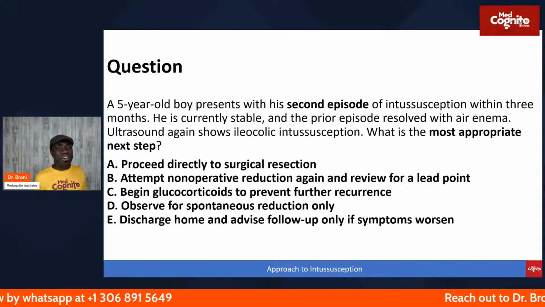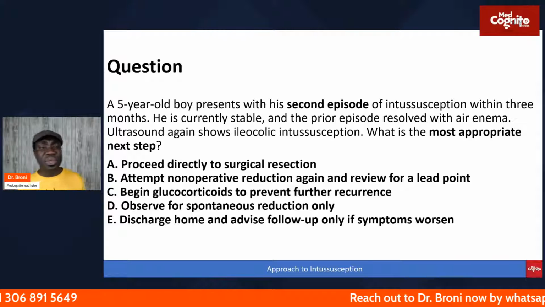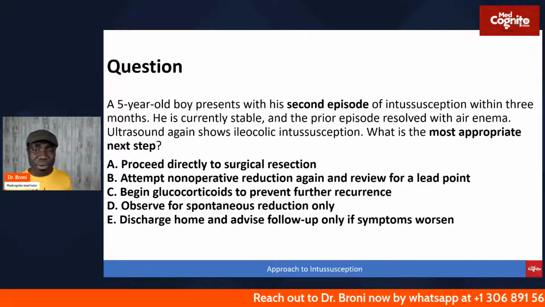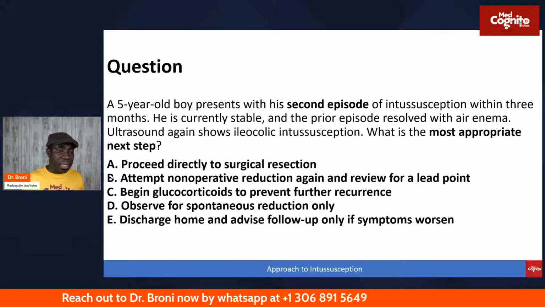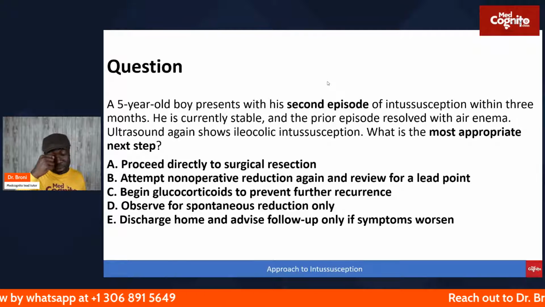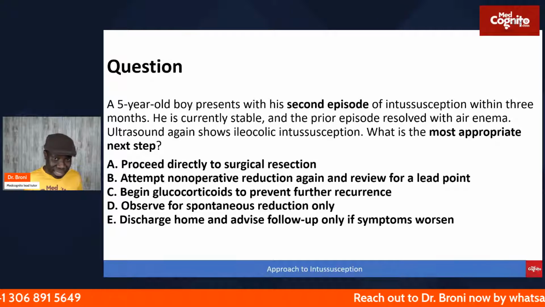Okay. So you have a 5-year-old boy who presents with the second episode of intussusception within 3 months. He's currently stable, and the prior episode resolved with air enema. Ultrasound again shows ileocolic intussusception. What's the most appropriate next step?